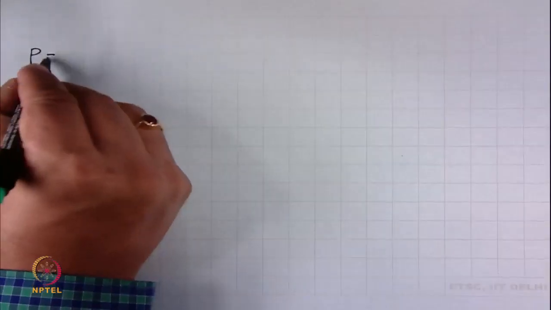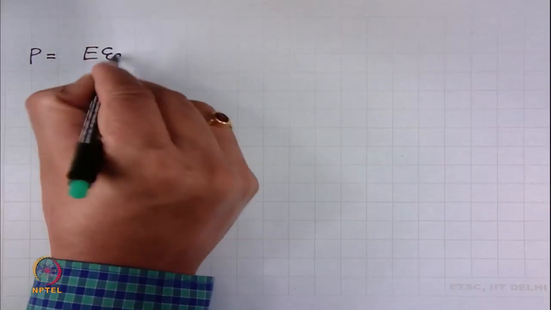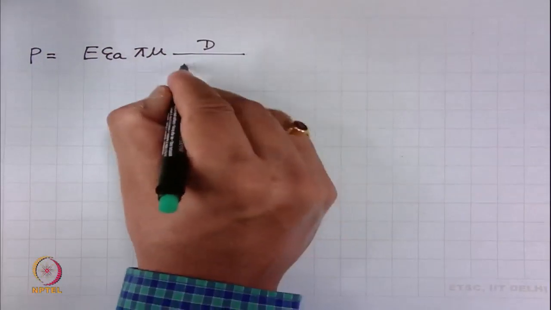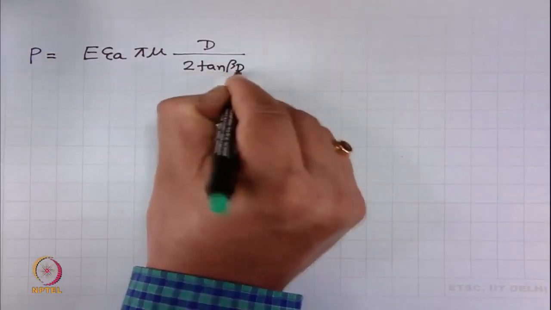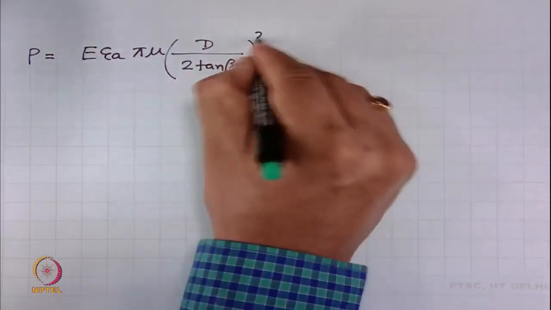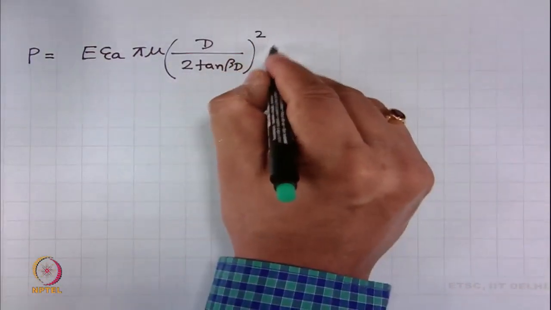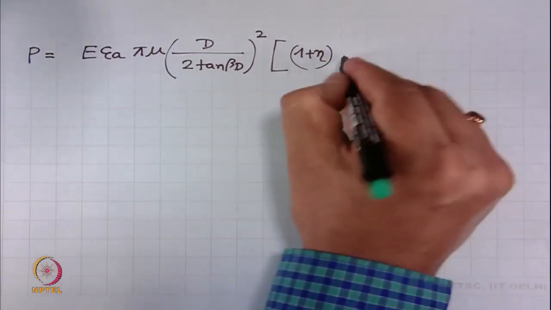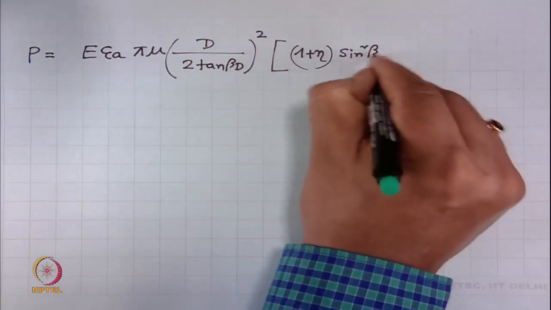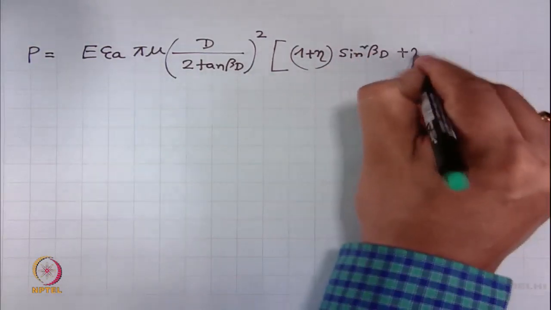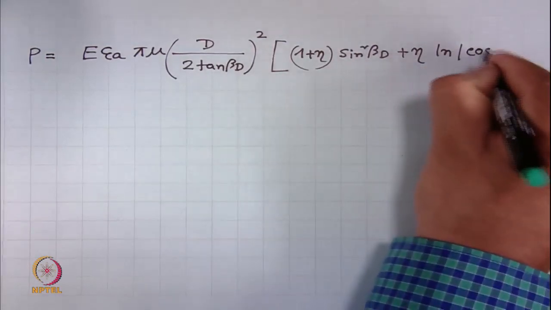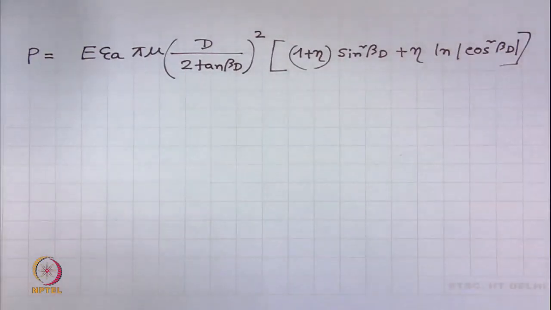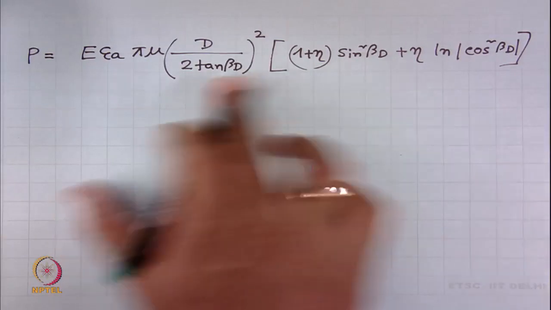So, P equal to E epsilon A pi into mu D by 2 tangent beta D square, 1 plus eta sin square beta D plus eta ln cos square beta D. This tan square beta D we will divide.